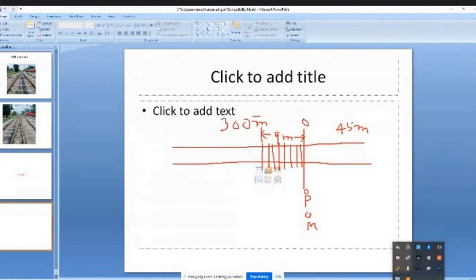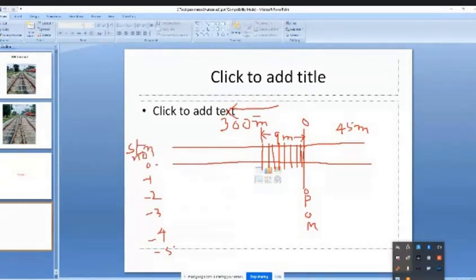What are we supposed to do here? What is the gauge value? Even at 0, you have to measure. This is a sleeper: 1, 2, 3, 4. Even 0 also, if you take it 0, minus 1, minus 2, minus 3, minus 4, minus 5, like this. So remember, when you write minus, you are going towards this side. This is also called the station number.